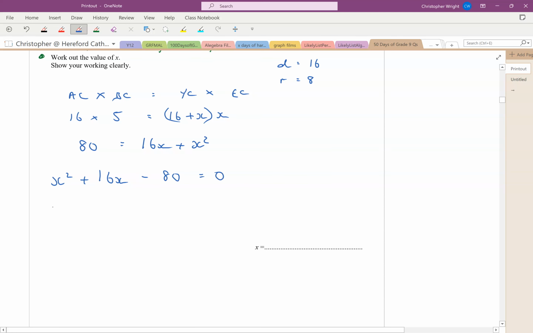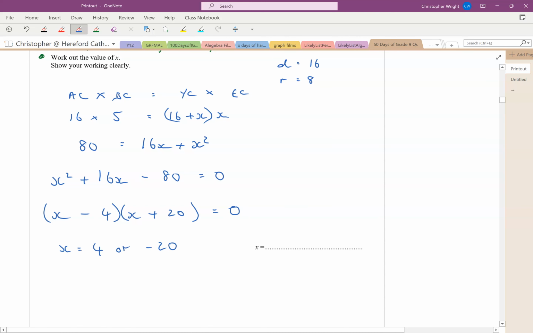So can I factorise this? I think I can. Let's have a look. Got to multiply to 80 and add to 16. 20 and 4 maybe, because one of them's plus, one of them's minus. Let's have a look. 20 and 4, plus 20 minus 4. That's going to give me minus 80, and it gives me plus 16. So look at that. My solutions are x is 4 or minus 20.